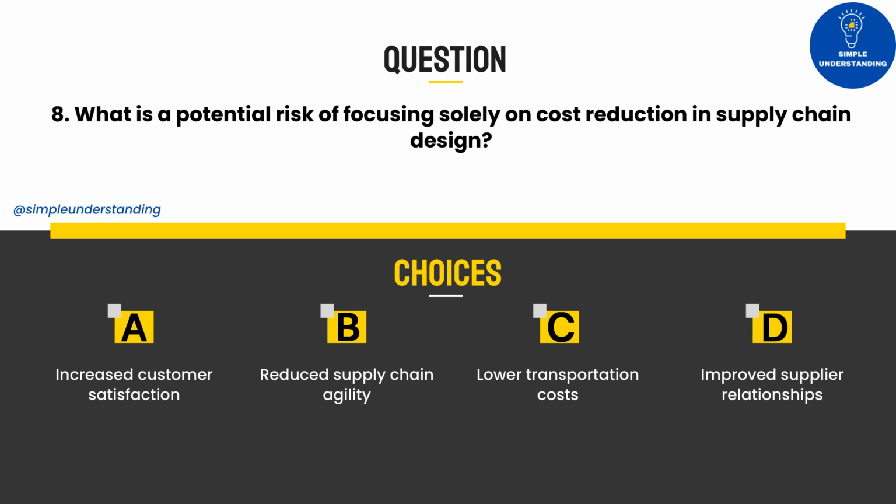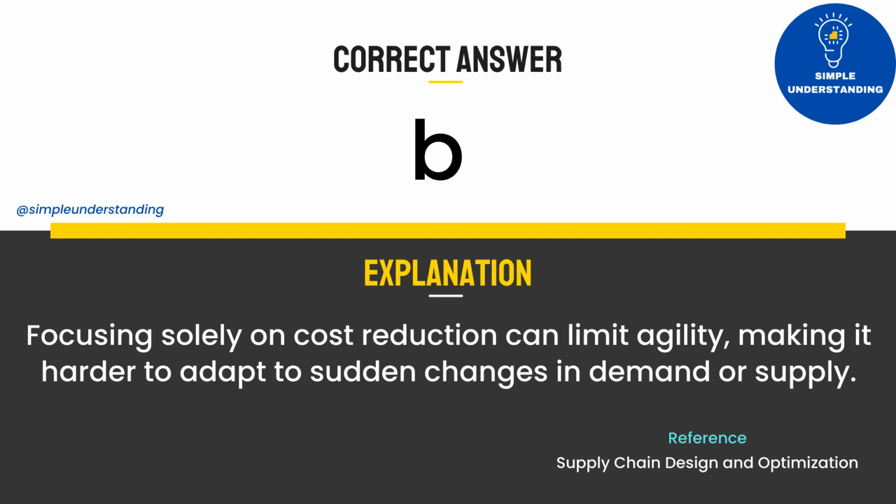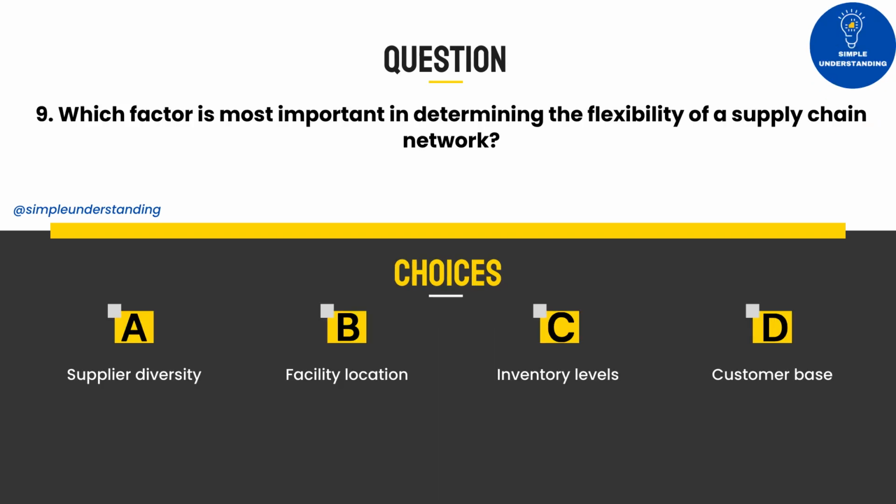Improve supplier relationships. Correct answer B. Explanation. Focusing solely on cost reduction can limit agility, making it harder to adapt to sudden changes in demand or supply. 9. Which factor is most important in determining the flexibility of a supply chain network?